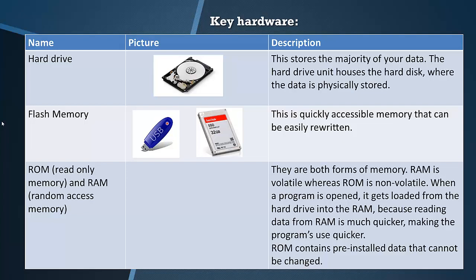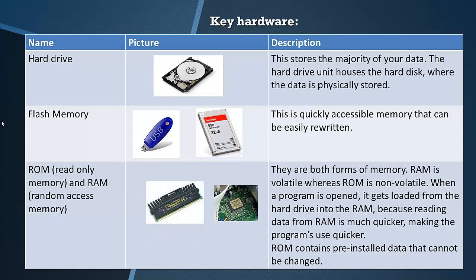Also, we've got two other forms of memory, ROM and RAM. ROM stands for read-only memory and RAM is random access memory. RAM is volatile, whereas ROM is non-volatile. Again, we'll look at this in a video dedicated to memory. When a program is opened, the data from it is loaded from the hard drive into the stick of RAM, or multiple sticks of RAM. This is some RAM. Reading data from RAM is very fast, so when it's stored on this, it makes the use of the program quicker. For example, if you have your program minimized and then open it again, it'll be loaded from the RAM pretty quickly. If it was on a hard drive, it'd be quite a lot slower.